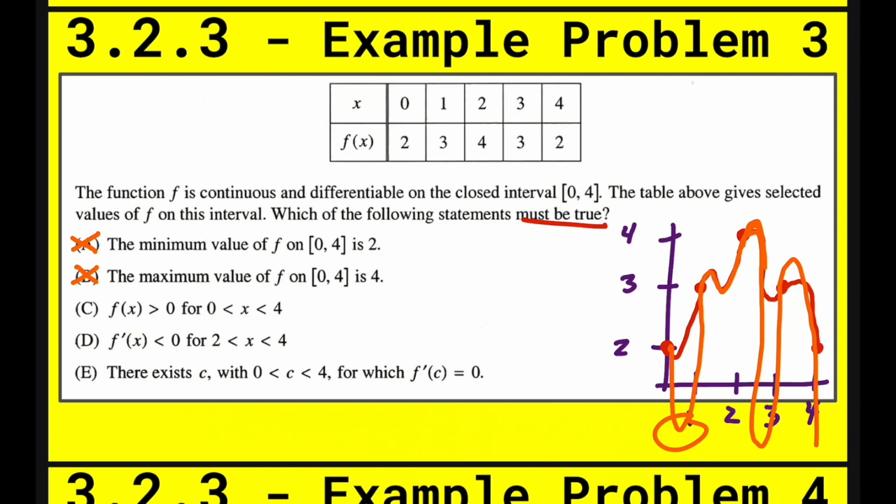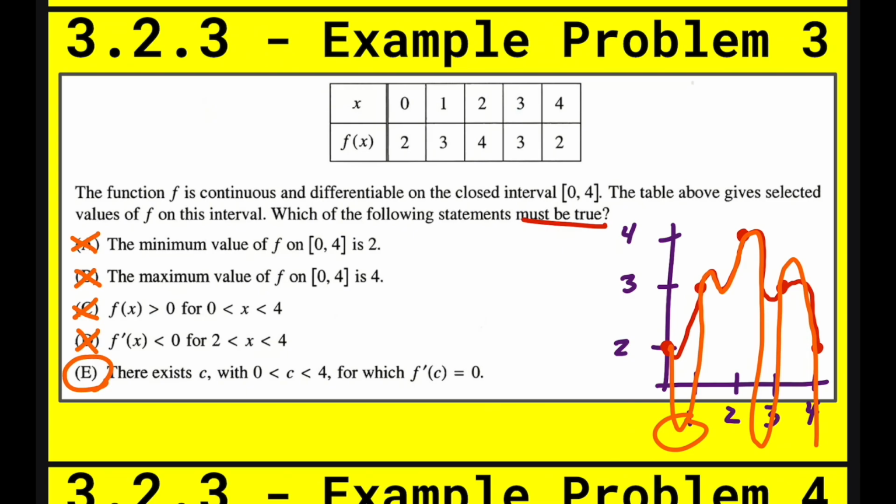C, f is greater than 0 from 0 to 4. Nope, I have some negatives here and here and here. So that's definitely not going to be the answer. The derivative is negative, that means f is decreasing from 2 to 4. Not necessarily. I have it going up and down in there. So that means E has to be the only answer.